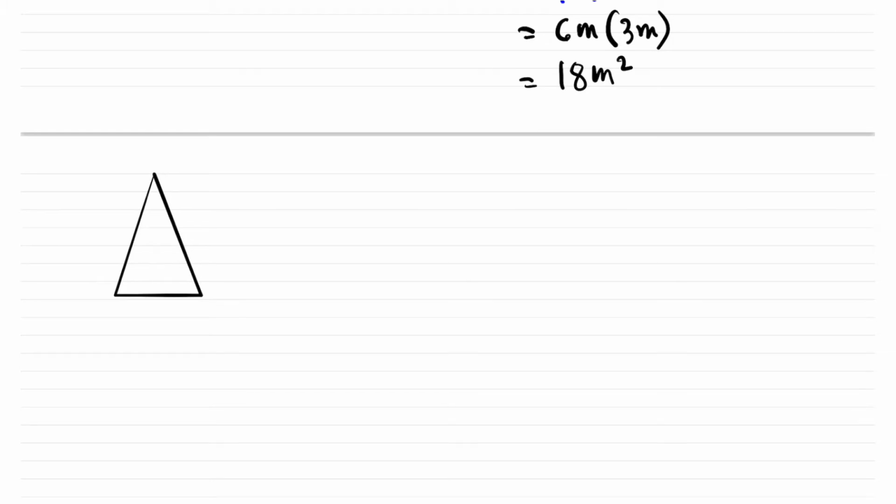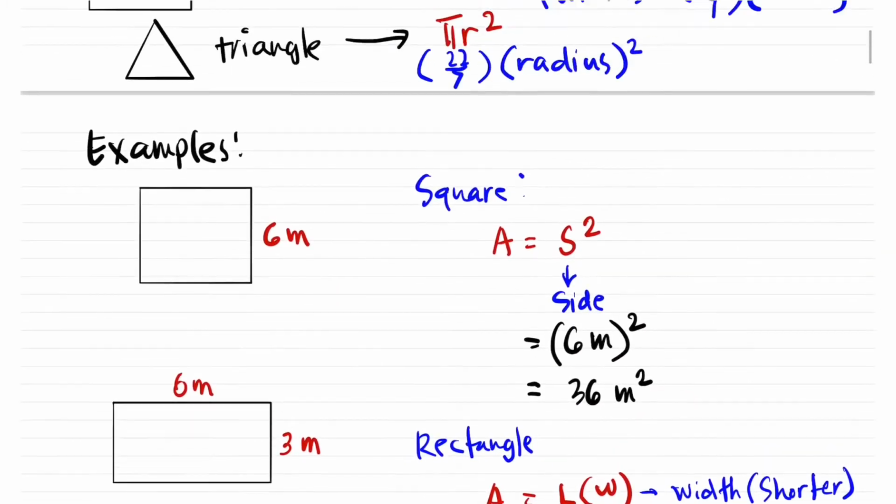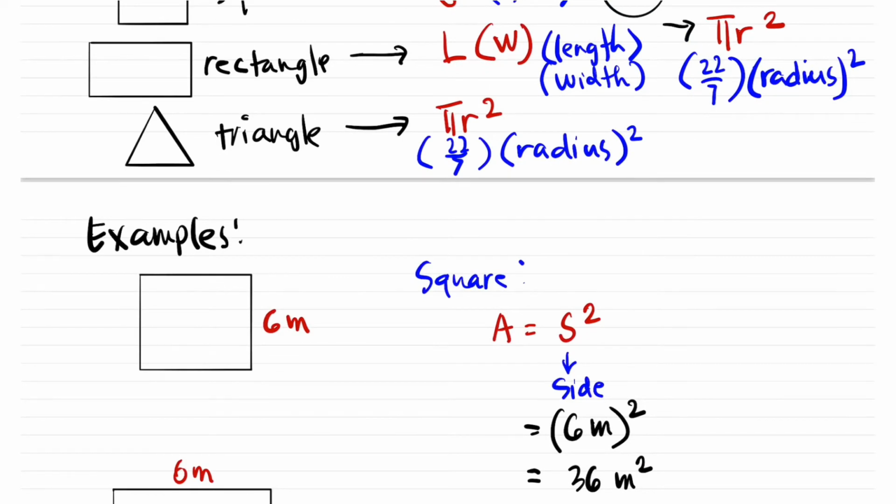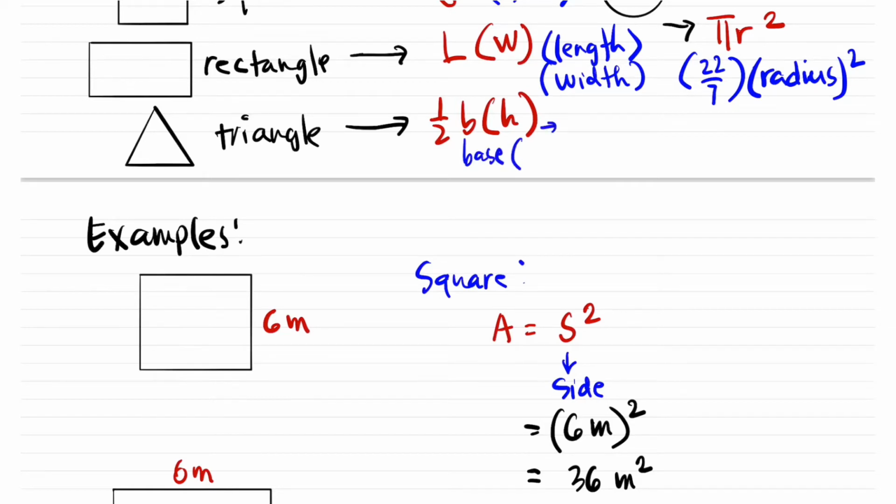Alright, for triangle, I'm sorry, this one here is supposed to be 1/2 base times height. Right, and this one here is the base times the height. Okay, base times height.